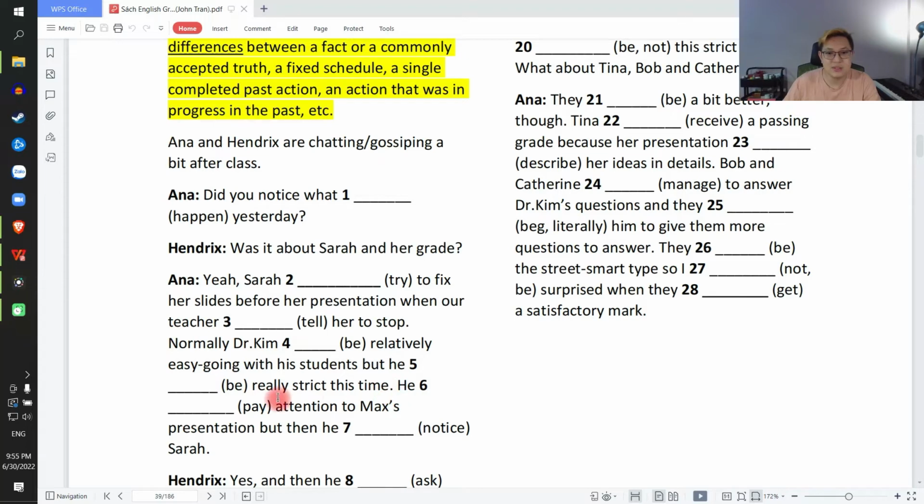Cái thời điểm này nó chỉ là một cái thời điểm thôi, cho nên là trong quá khứ đơn lẻ. Chữ số 5 là was. He was really strict this time, nhưng mà cái lúc này thì thầy rất là khó tính.